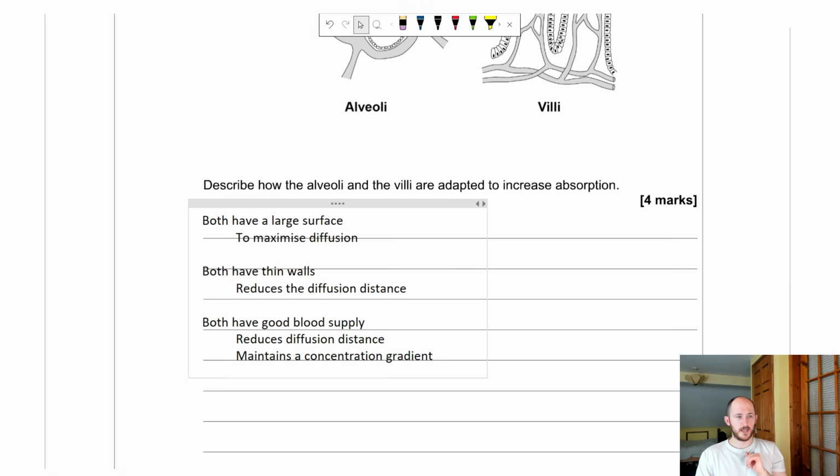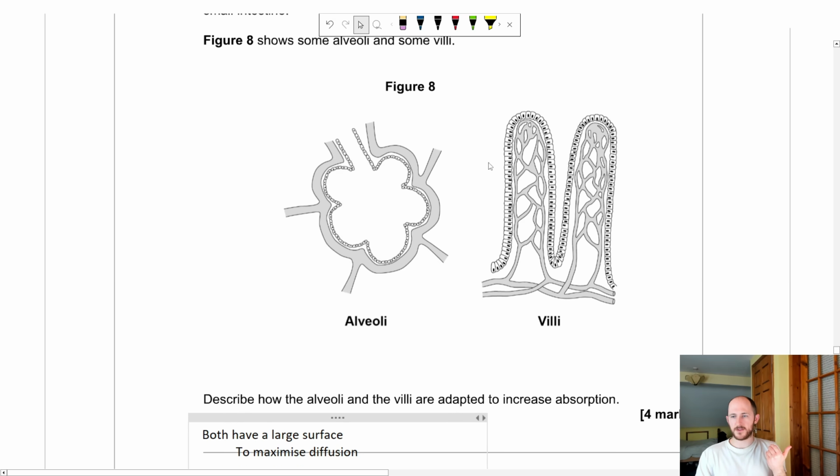Increase absorption. What else could you say? Well, you could say that the cells have, in the villi, not in the alveoli, but they have many mitochondria to provide energy for active transport. And you could also talk about the fact that they have microvilli in the villi to increase surface area further.